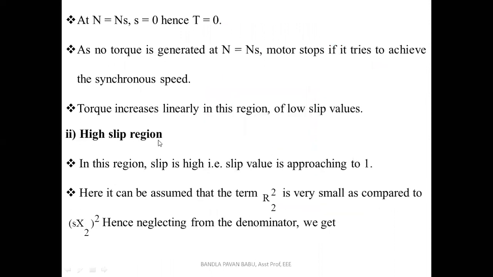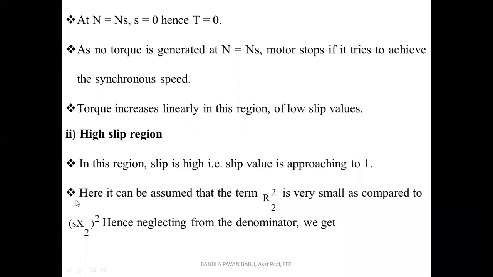Let us see the high slip region. In this region, slip is high, that is the slip value is approaching 1. High in the sense it is almost reaching 1. That is the meaning of high slip. It is coming from 0 to 1; it is approaching 1, but it is never equal to 1 there.